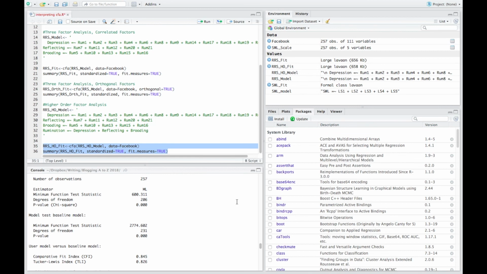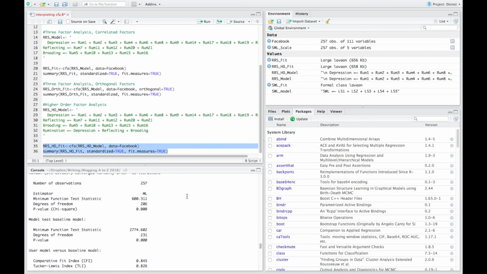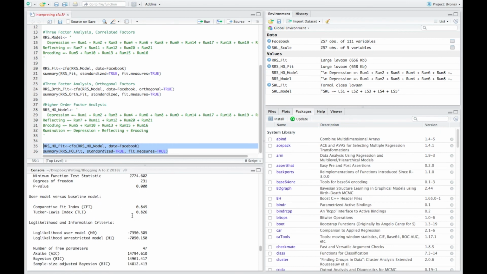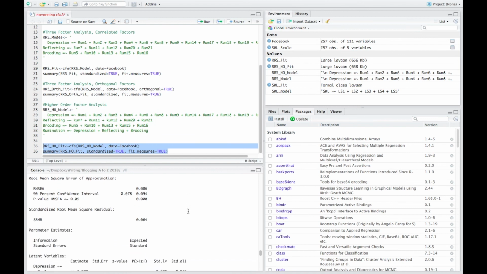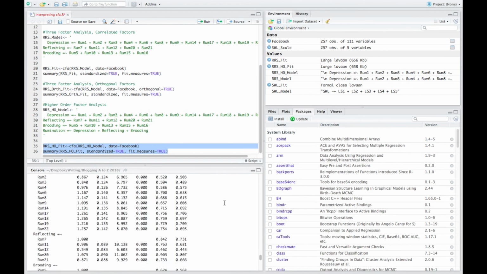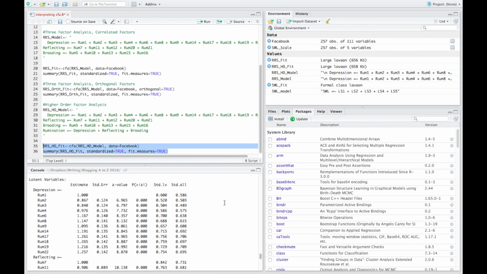We gave it the same data, we gave it the same number of indicators. It makes sense, once again, that our chi-square is going to be the same. What this tells us is that while this model might not necessarily fit better, it doesn't fit any worse when we add in the second order factor. But these guys are still less than 0.9. RMSEA, everything is still about the same. This model doesn't really give us anything new. It doesn't necessarily fix the problems that we have with this model and how the model relates to the data that we collected.